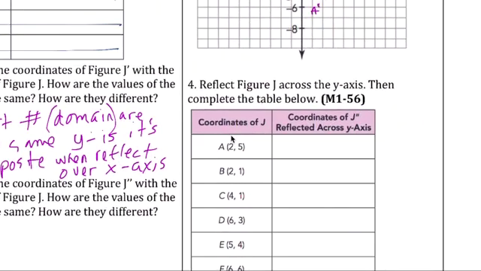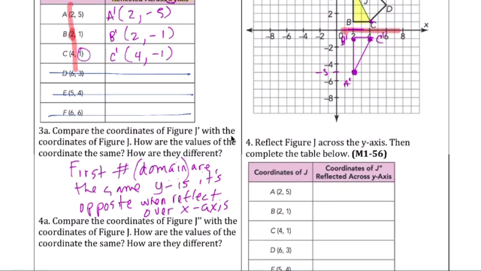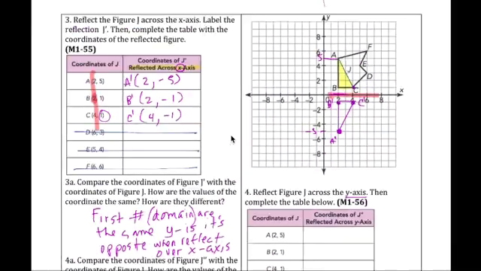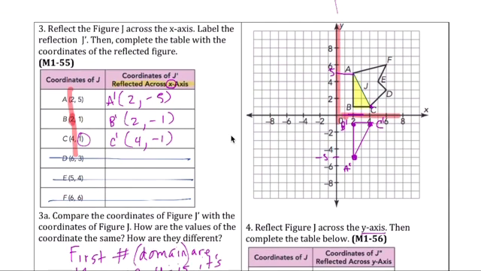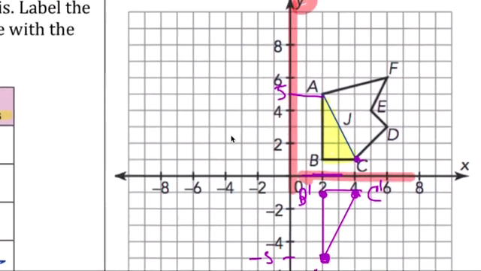Okay, so number 4 here, reflect over the y-axis. So you're going to take that yellow shape and you go over the y-axis right there. This is the y-axis. So if we go over it, reflect it over, that's 2 over here. That's A double prime. Okay. B would be the exact same spot. And C is over on this other side.